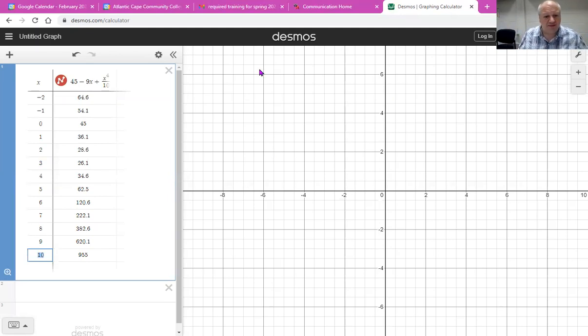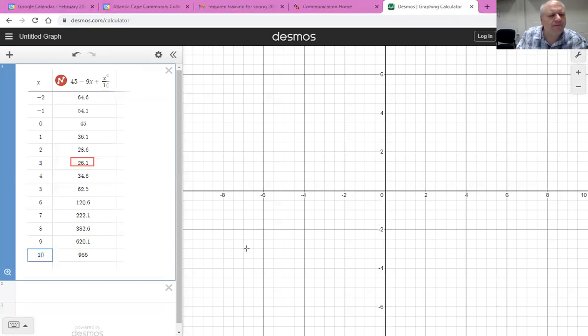Where is the minimum? Let's take a look here. Looks like the minimum is probably this one. Let's see. Yeah. So to answer the question, x equals 3 will give the minimum value, and the minimum value will be 26.1.